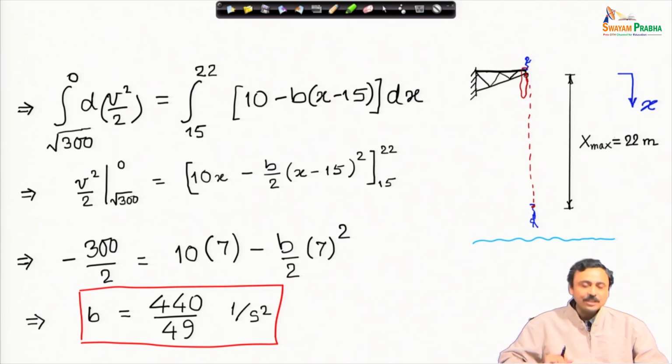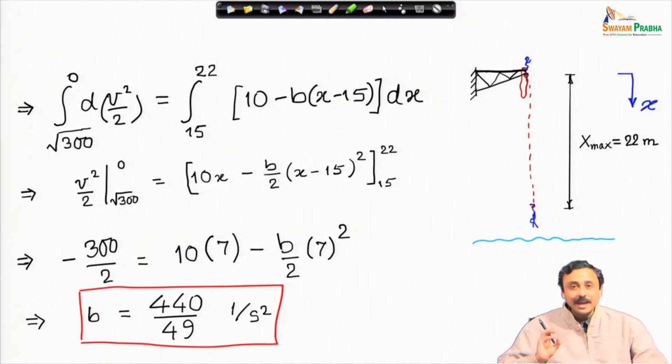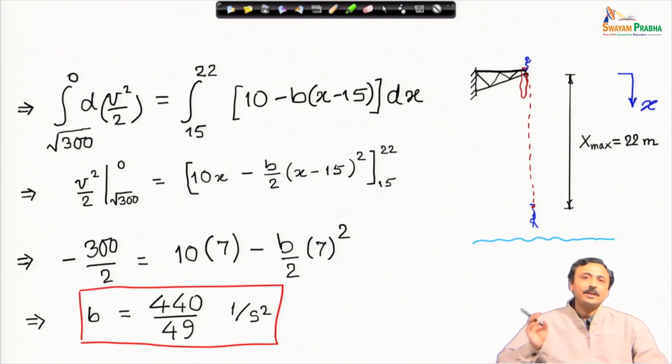It looks a little strange because you have to realize that this b was a constant in the expression of acceleration and it was multiplied by the stretch. So the stretch is in meter. So b must be 1 by second square, so that b times y, if you remember, g minus b times y, must have dimensions of acceleration. So this has dimensions of 1 by second square. So this is b. So we have found out b.